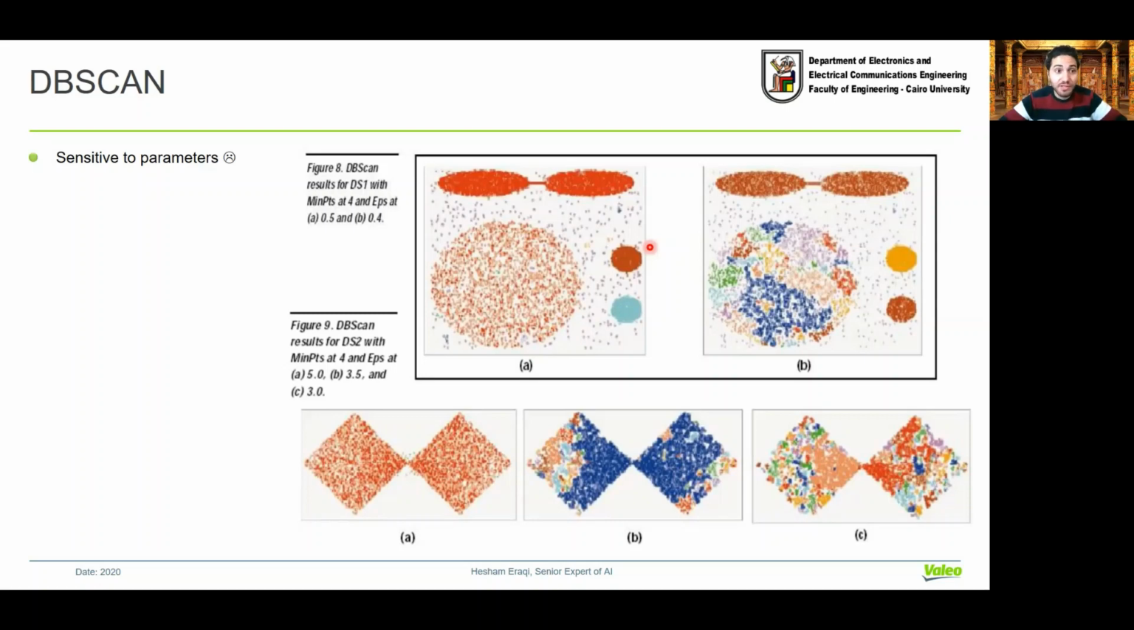So the algorithm is very sensitive to epsilon. Also, in the second example here, the minimum number of points is 4 during the 3 times, but the value of epsilon is changing at the first image. At the first result, the epsilon value is 5, the second is 3.5, the third is 3. So by doing slight changes in epsilon, you end up having completely different clustering outcomes. So one disadvantage of the DBSCAN algorithm is that it is very sensitive to the parameters.